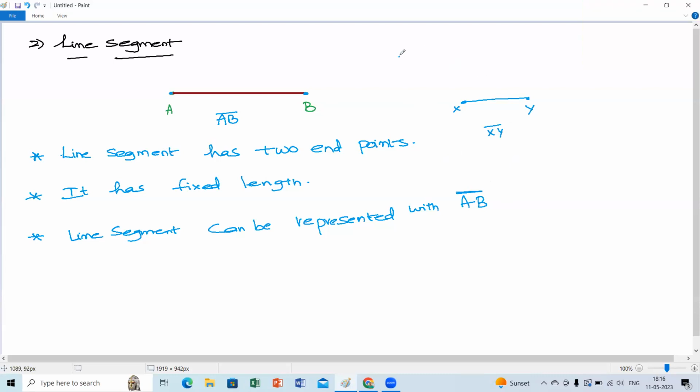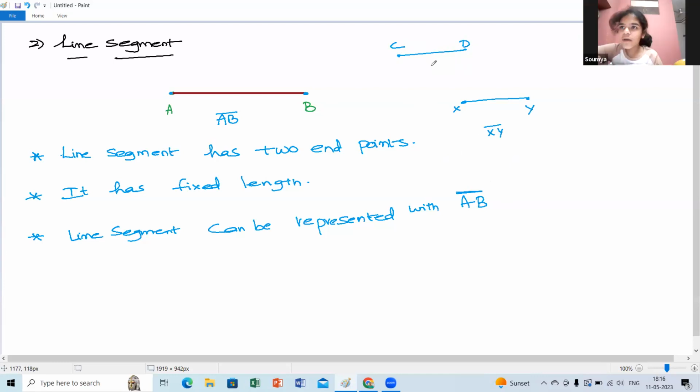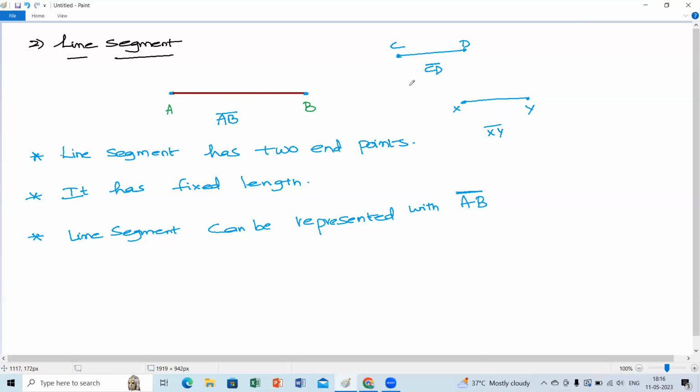Suppose I name a line segment CD. How am I supposed to represent this line segment, Soumya? We represent the AB line segment as AB bar, the XY line segment as XY bar, and the CD line segment as CD bar. Very good. It's a simple bar. All right, children, any doubt, Advika? No, ma'am.